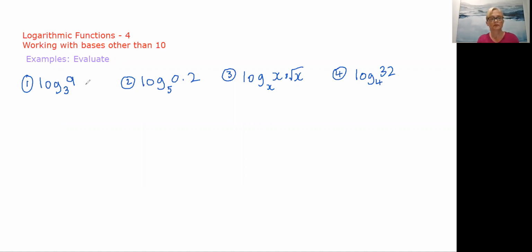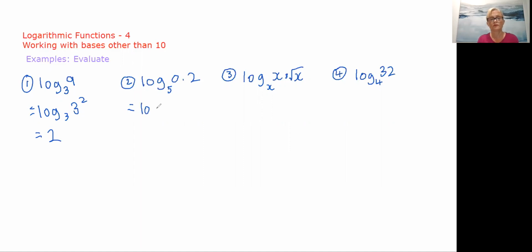Remember what I said about the fact that a log really means the index. So if I say log of 9 to base 3, what I'm really saying is what do I raise 3 to get me 9? So we can rewrite 9 as 3 squared, and then obviously what do I raise 3 to give me 3 squared? The answer is of course 2. Let's have a look at our next one.